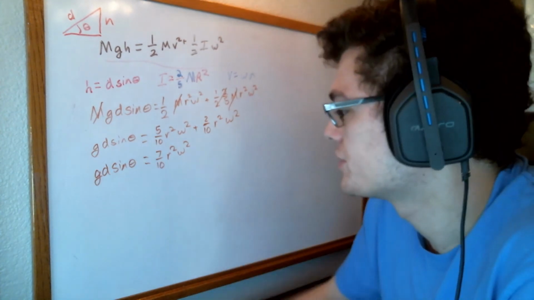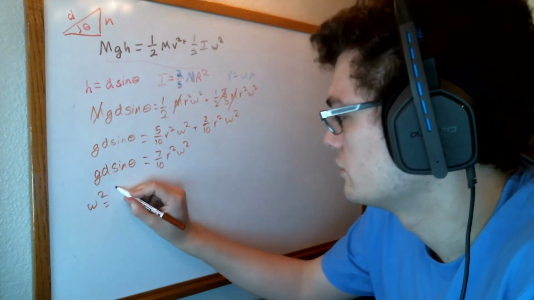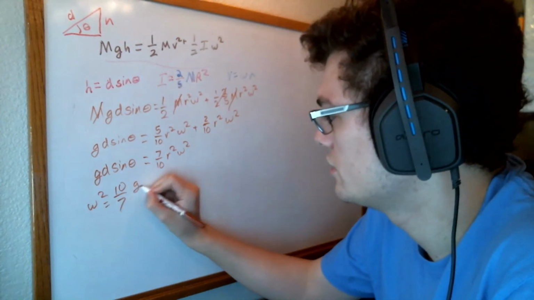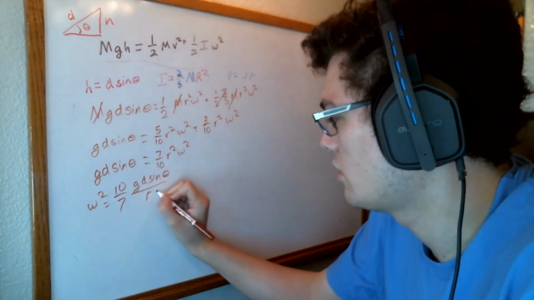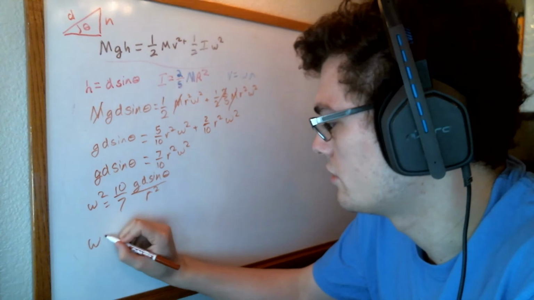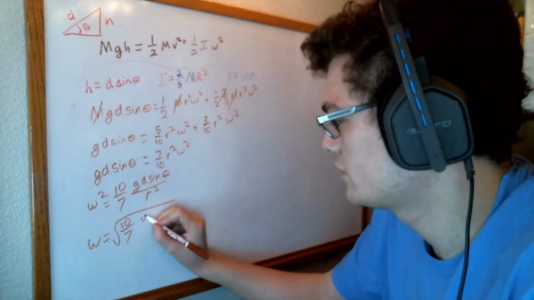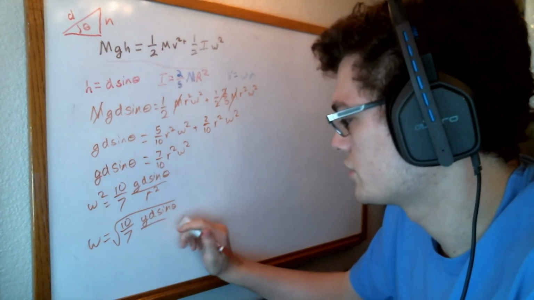And so now we can solve for omega squared. So omega squared is going to be equal to 10 over 7 g d sine theta over r squared. So omega is going to be equal to the square root of 10 over 7 g d sine theta over r squared.